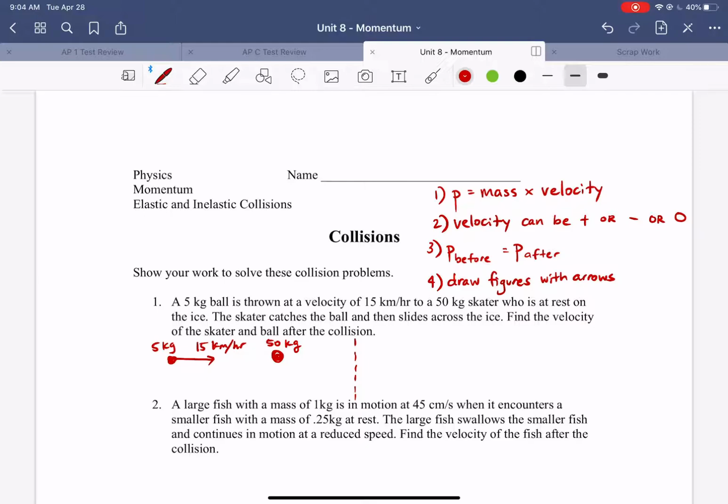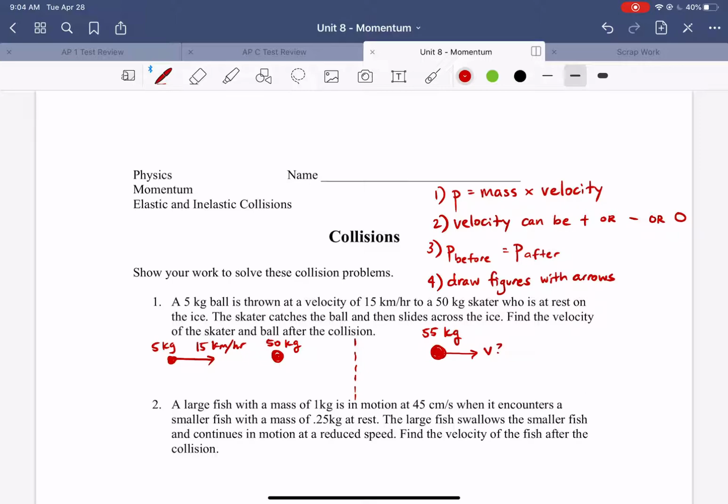And then after, the skater catches the ball and they slide across the ice. So this is what we would call an inelastic collision, or a totally inelastic collision, where the two objects stick together and then move as one. So in the after picture, I can actually just draw one object and say it has a mass of 55 kilograms. So it's 50 for the skater plus the 5 kilogram ball that they are holding. And they're going to slide in this direction at some unknown velocity.